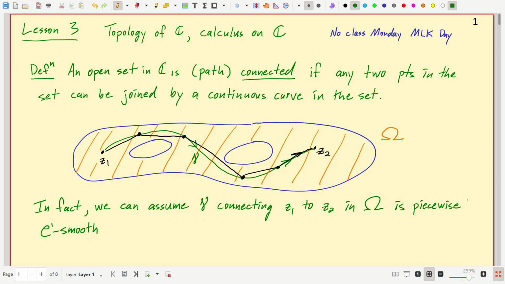I'll write out a more careful definition of piecewise C1 smooth soon when we study complex integration. But it just means that it can have corners and the derivative exists and it's continuous except at the corners where it jumps. And in fact, in this picture here, those chords are piecewise linear. Questions about that? Yeah. C1 smooth? C1 smooth, yeah. Okay. Looks like E1, but it's C1.